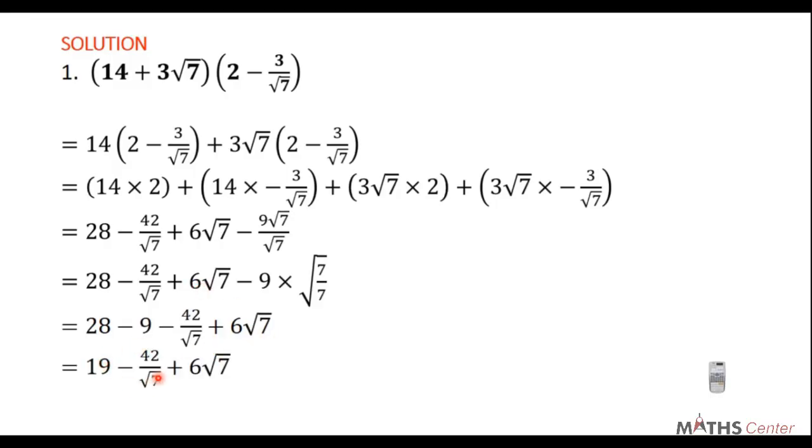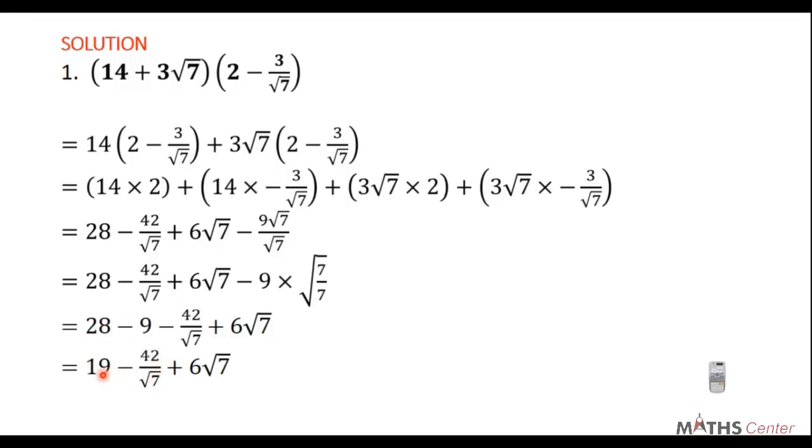So if you simplify this, you are going to have 28 minus 9 give us 19, minus 42 over root 7 plus 6 root 7. Now we can see from here that we have this here with the denominator being a surd. So what we have to do is rationalize this part. We can't present this as our final answer. So we have to rationalize this part.